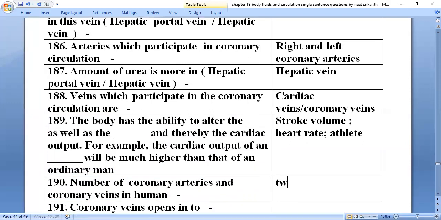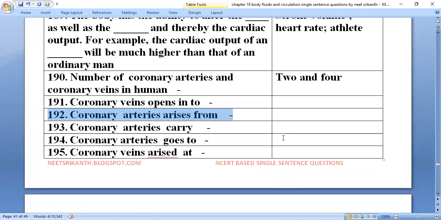Number of coronary arteries and coronary veins: 2 and 4. All the coronary veins open into a bigger vessel, the coronary sinus. Coronary arteries arise from the left ventricle, particularly the left systemic aorta. It gets innominate artery, but no matter.